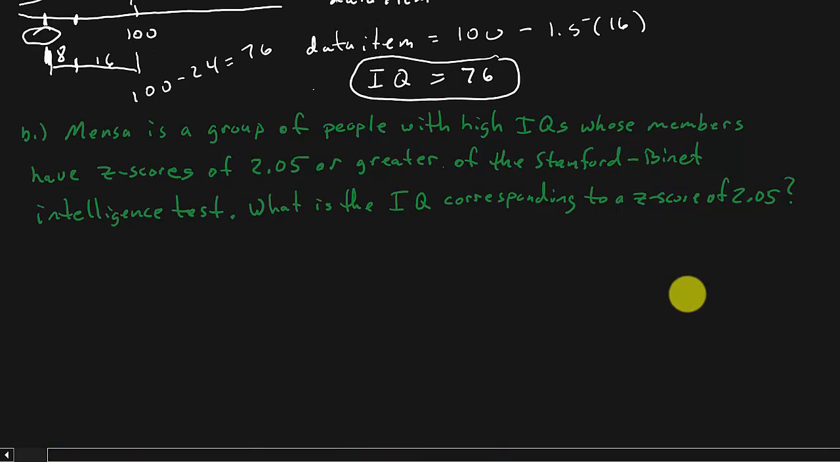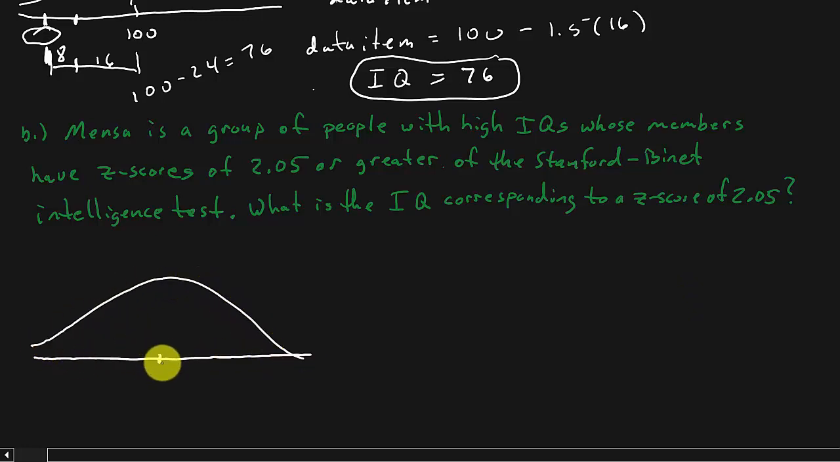All right, so how about this? Mensa is a group of people with high IQs. Those members have z-scores of 2.05 or greater on the Stanford-Binet intelligence test. What is the IQ corresponding to a z-score of 2.05? All right, so let's look at this.